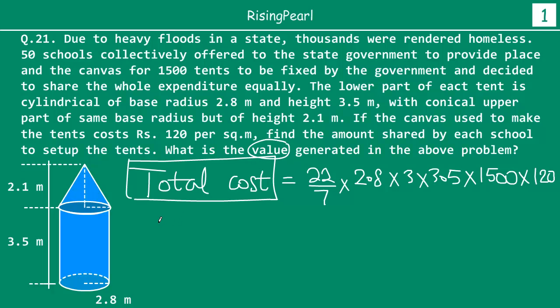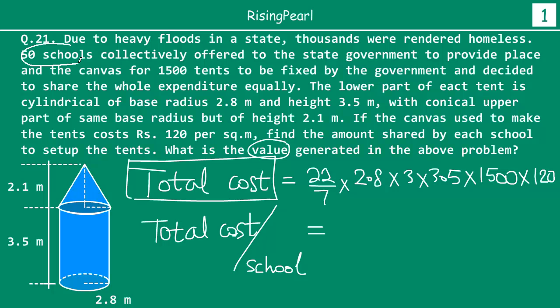And now, so total cost, so this is total cost per school. Remember, there are 50 schools, and they are sharing the cost equally. That means whatever this number is, this divided by 50 will give us total cost per school.